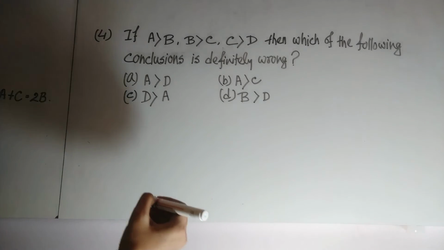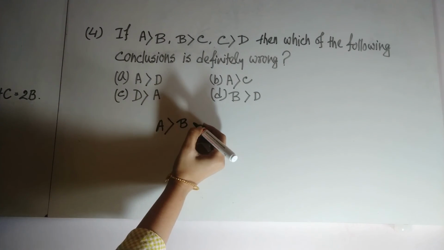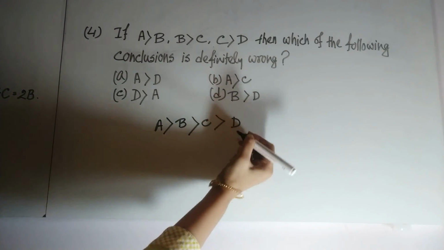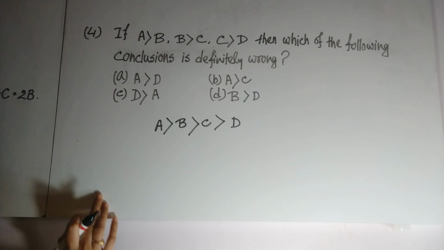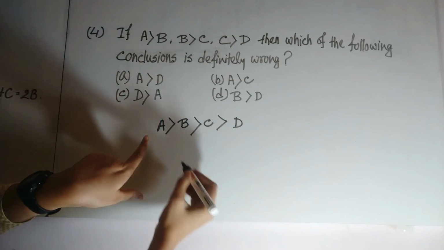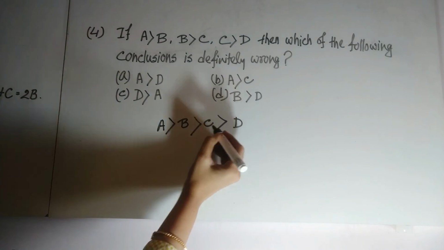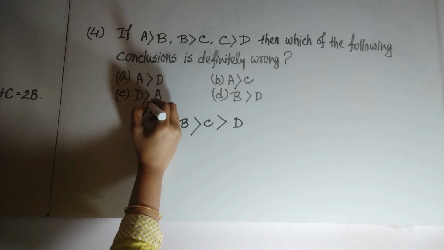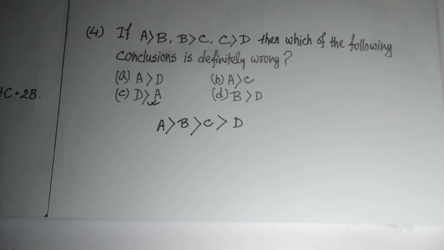The easiest one. a greater than b, b is greater than c, c is greater than d, then which of the following conclusions is definitely wrong here? a is definitely greater than d. a is greater than c. Okay, d is greater than a. No, here d is less than a, and a is greater than d. Therefore, this one is the wrong one, hence this one will be the answer. Okay.